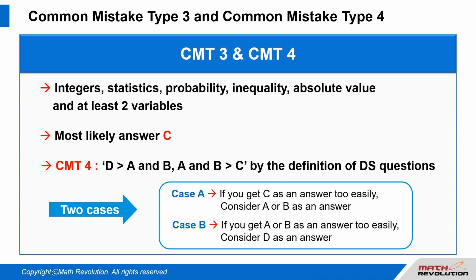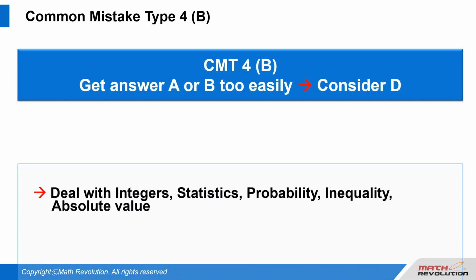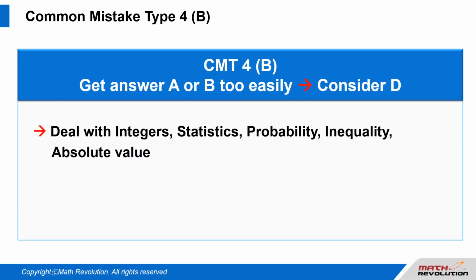And that's why this is a common mistake type. People tend to think that they are right by choosing A, B, or C in the actual exam. Common mistake type 4B. If you get A or B as an answer too easily, then consider D as an answer. Common mistake type 4 often appears in the key questions, which deal with integers, statistics, probability, inequality, and absolute value.